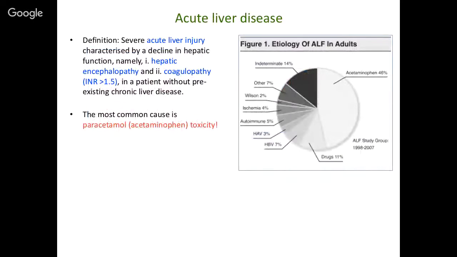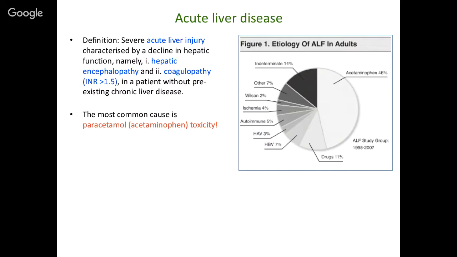In terms of acute liver disease, a nice definition is it's severe acute liver injury, and it's characterized by a decline in hepatic function, and by definition, that's two things. So it's hepatic encephalopathy and a coagulopathy, so an INR of 1.5 or more. What's the normal range for an INR? More specifically? Anyone? Okay, 0.8 to 1.2. It's a good bracket to remember.